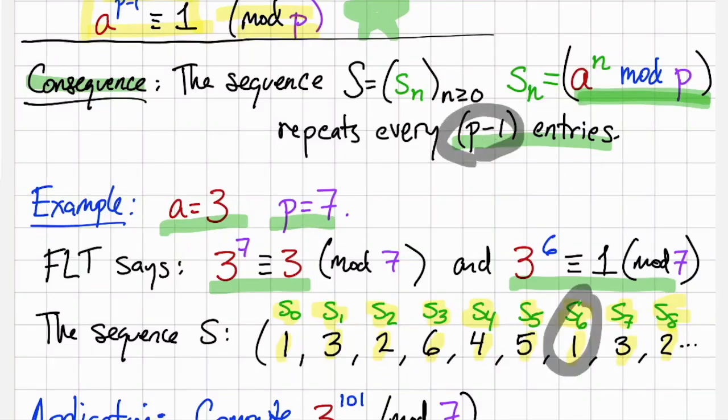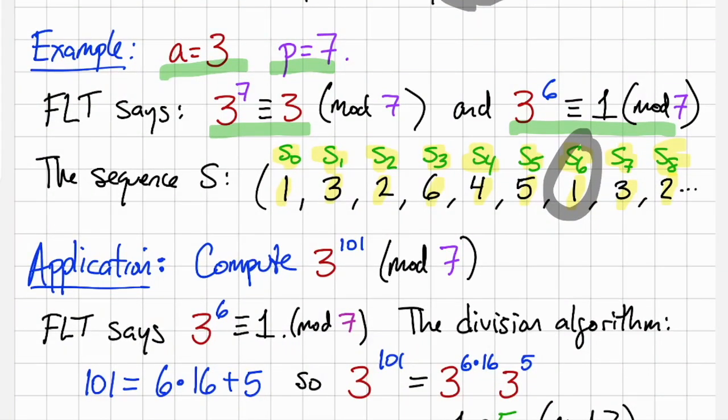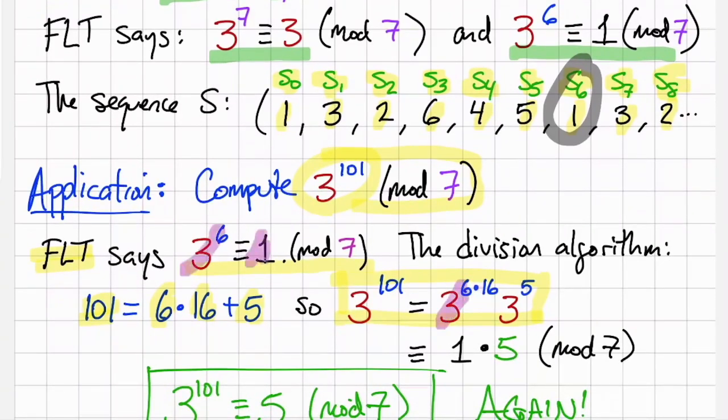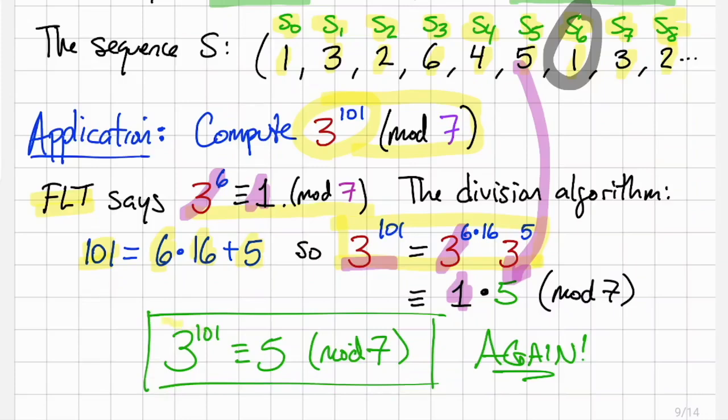So as an application, if we want to compute 3 to the 101 mod 7, instead of applying the technique of repeated squaring, we can use Fermat's little theorem, which tells us that 3 to the 6th power is congruent to 1 mod 7. The division algorithm says 101 is equal to 6 times 16 plus 5, so 3 to the 101 power is equal to 3 to the 6 times 16 times 3 to the 5. 3 to the 6th is equivalent to 1 mod 7, and so 3 to the 101 is equivalent to 1 times 3 to the 5th mod 7, which is 5. And we get the same answer that we had before, which is that 3 to the 101 is equivalent to 5 mod 7.